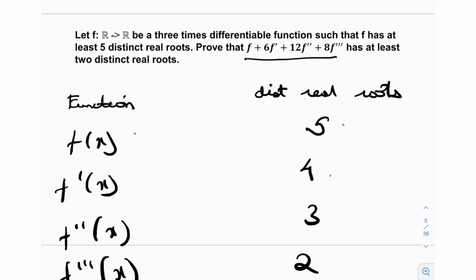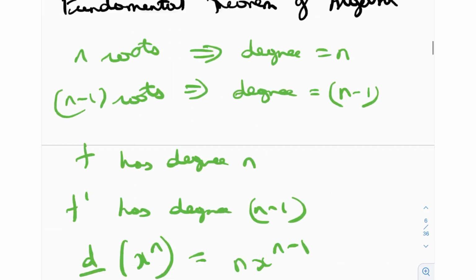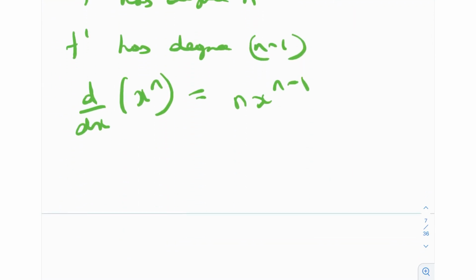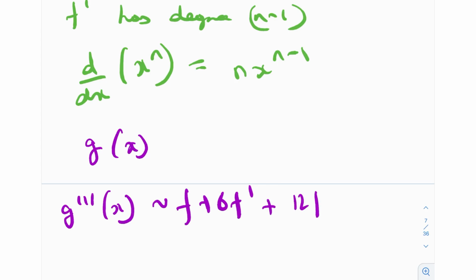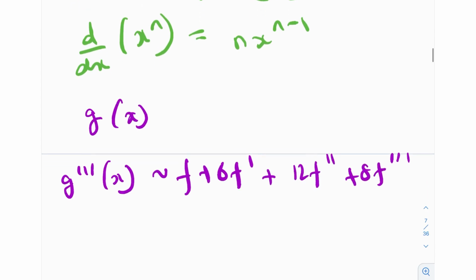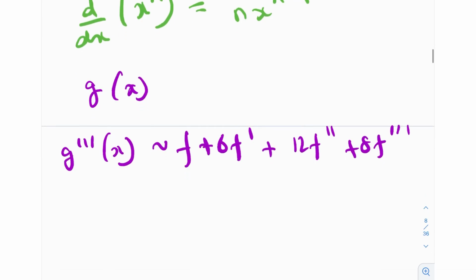So what do we really need to do over here? We need to think of a new function, maybe let's call it g. The new function g of x, and its third derivative looks something like what was given to us in the question. So when I find the third derivative of g of x, it should look like f plus 6f prime plus 12f double prime plus 8f triple prime. This is what was given to us in the question, so it looks similar to that.